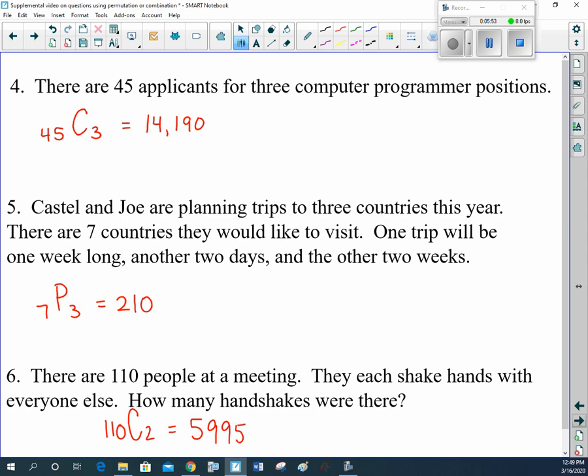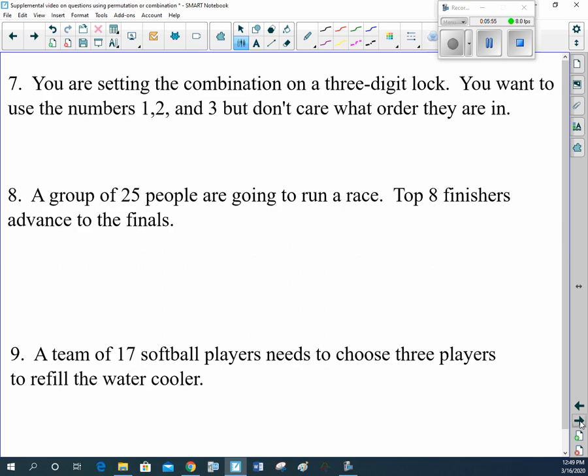Okay, next page. You are setting the combination on a 3-digit lock. You want to use the numbers 1, 2, and 3, but don't care what order they are in. Okay, it's a combination lock, so you've got 3 spots you have to fill. Order matters here. Even though they say they don't care what order the numbers are in, the order matters on a lock. You can pick the numbers in any order you want, but you still have to enter them into the lock in a specific order. You have position 1, 2, and 3 for that lock.